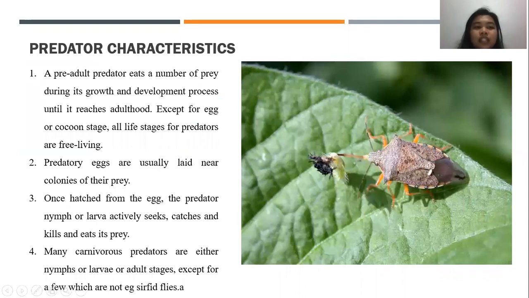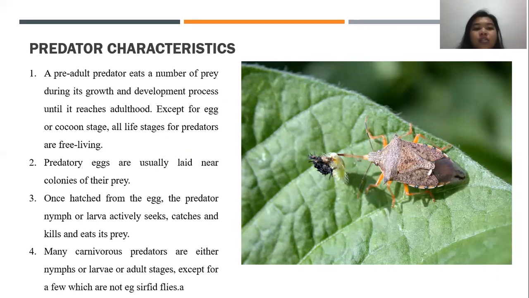The first one is predator characteristic. The predator eats a number of prey during its growth and development process until it reaches adulthood, except for the egg or cocoon stage. All life stages for predators are free-living.